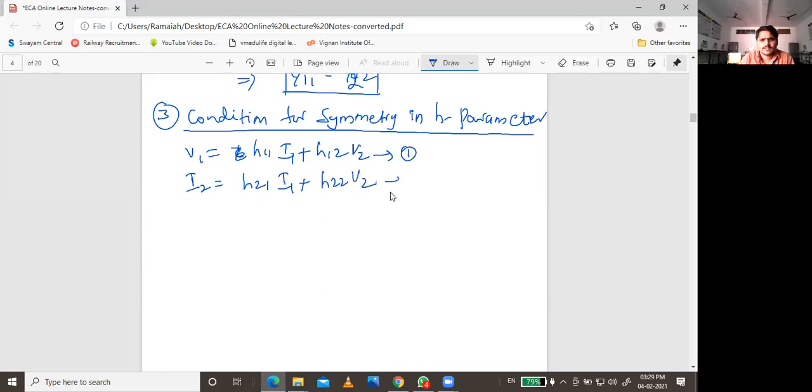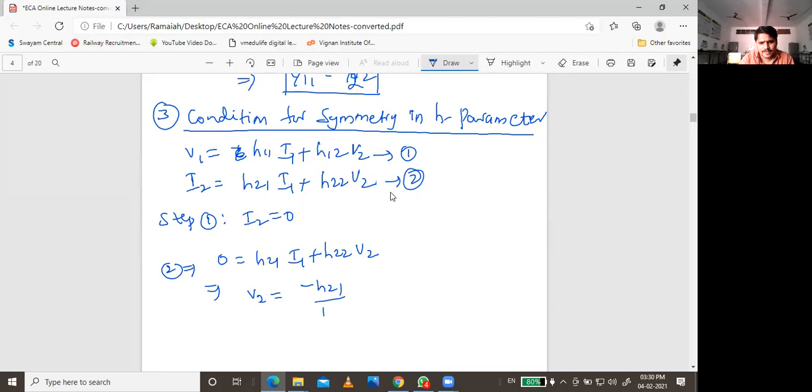Equation 1, equation 2. What is step 1? So first step is what? I2 equal to 0. So from equation 2, 0 equal to H21 I1 plus H22 V2. So from this, what is V2? We want the V2 value. So V2 value is nothing but what? So minus H21 by H22 into I1.